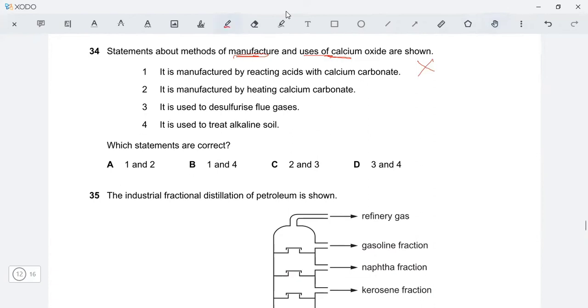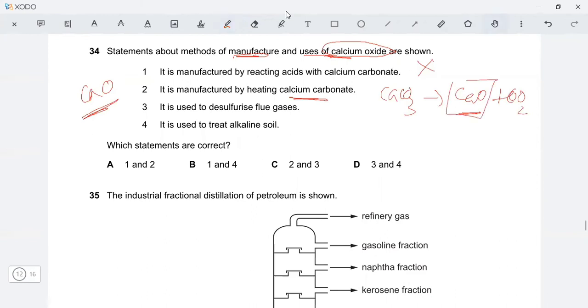So they are talking about the manufacture and the uses of calcium oxide. Calcium oxide means quicklime, CaO. Okay. So if you heat the calcium carbonate, limestone, CaCO3, you can get calcium oxide and carbon dioxide, of course. They're talking about this. So manufactured by heating calcium carbonate. This statement seems to be a correct statement.